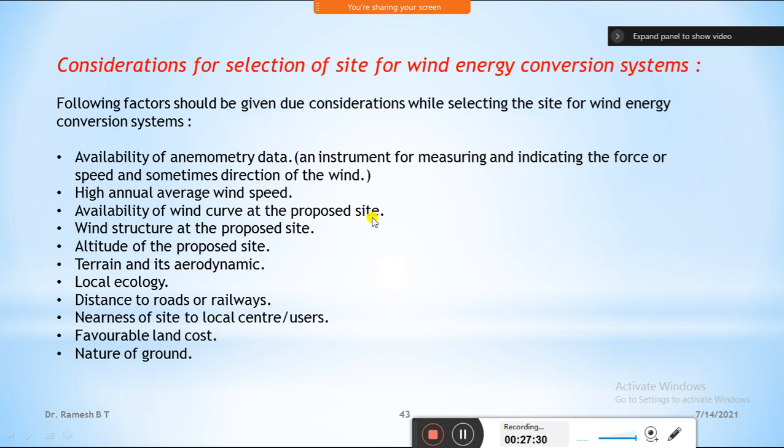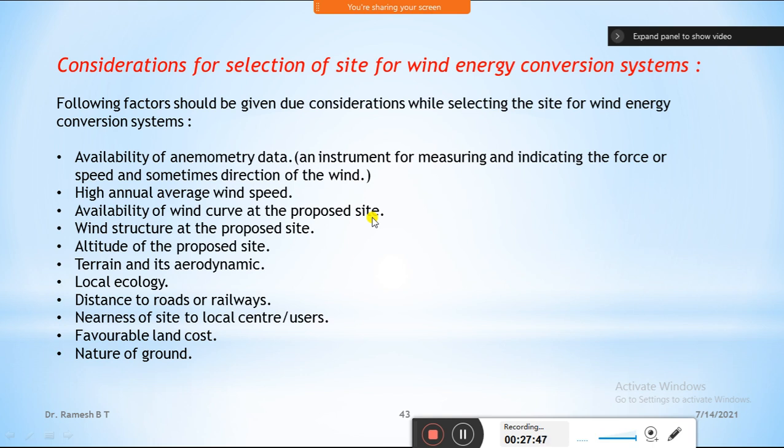And local ecology. Local ecology is also important. It means if there are any disturbances, or the locality suffers from volcanic activity or any other natural disasters, you have to take care of that.